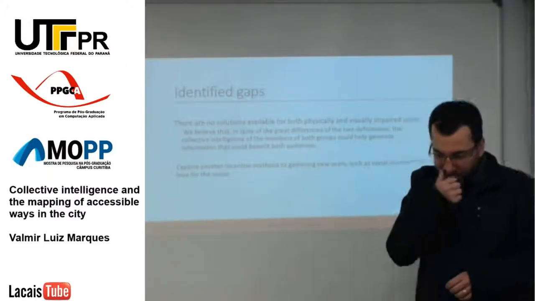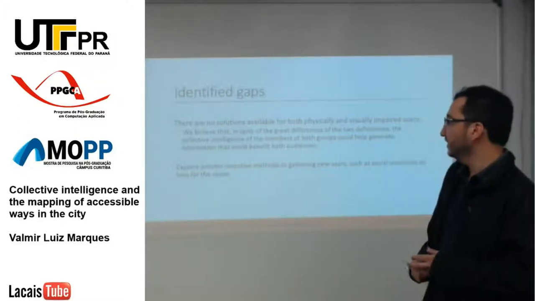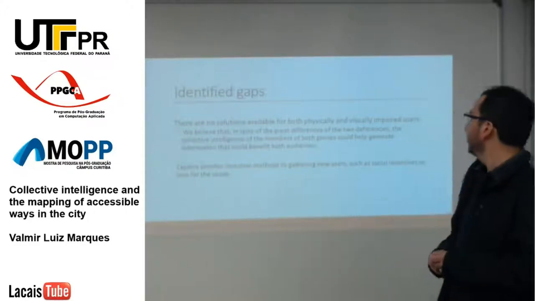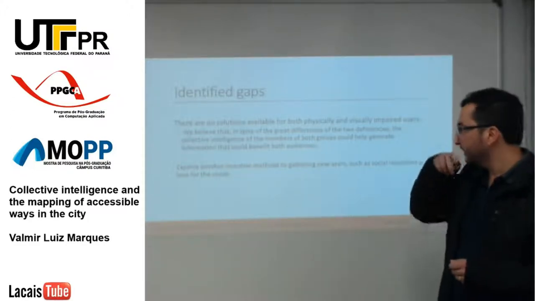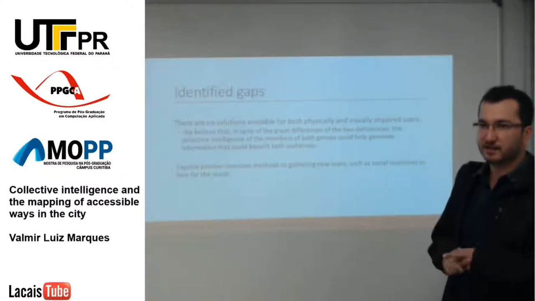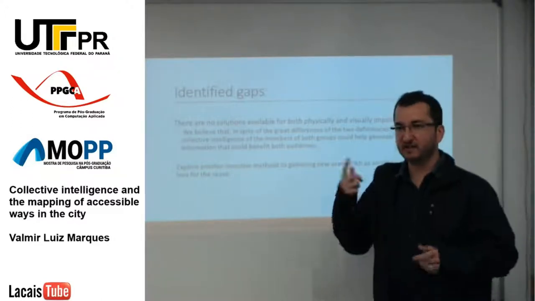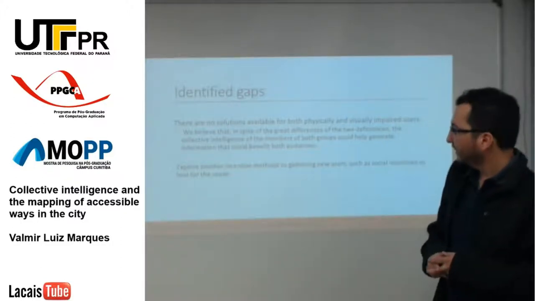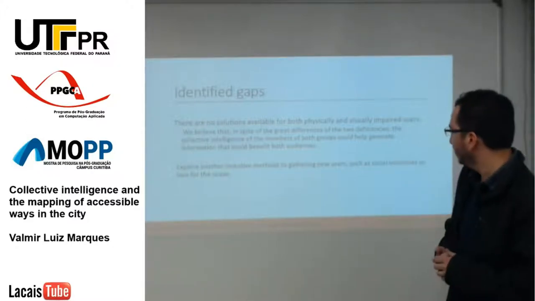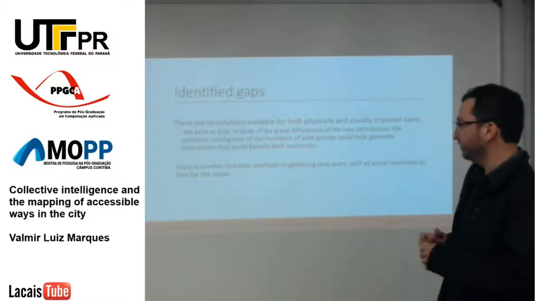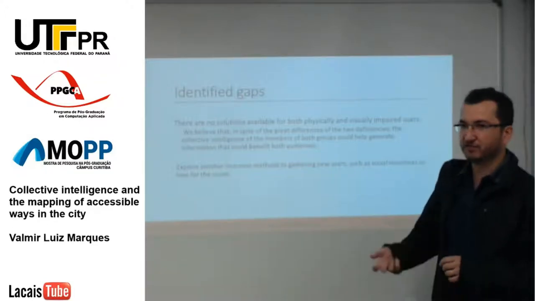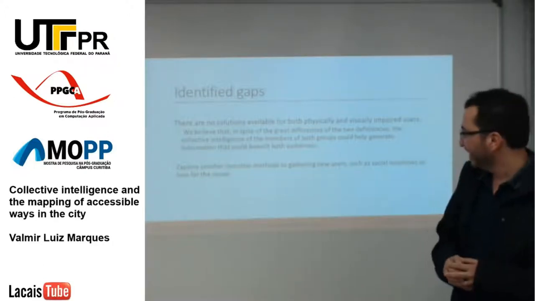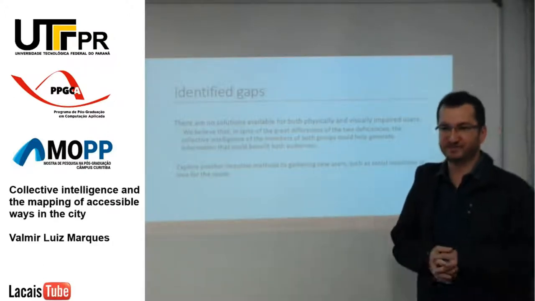Another identified gap: we didn't see any solution available for both physically impaired and visually impaired users. So we believe that despite the great difference of the two deficiencies, we can use the collective intelligence generated by both publics, okay? And then explore other incentive maps for getting new users, such as social incentives or love for the cause, because our project is a social project. So we want to use this approach to get more users, okay?